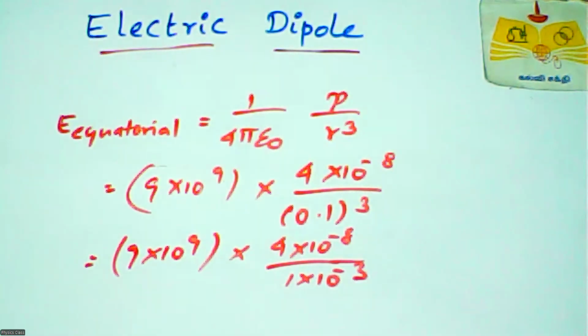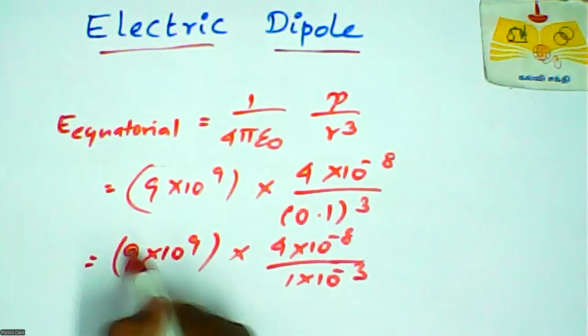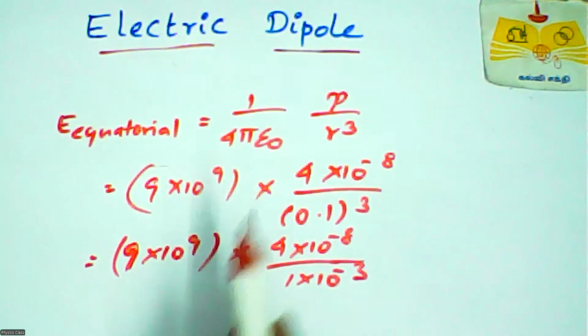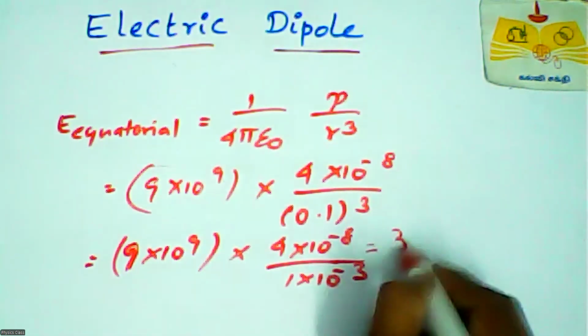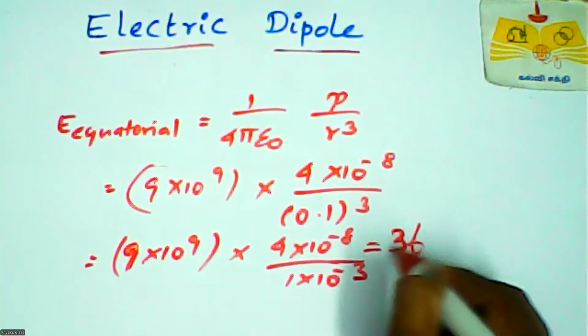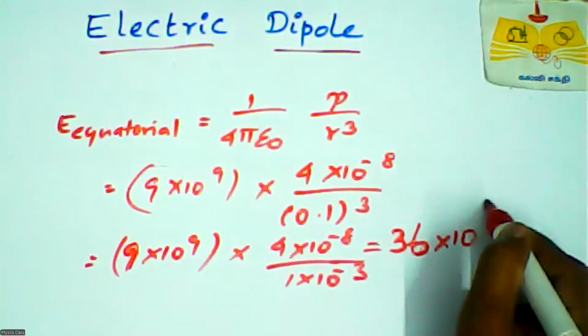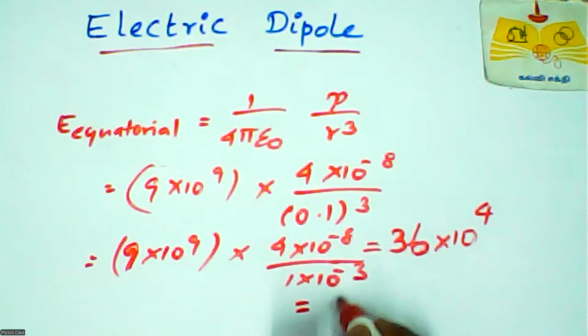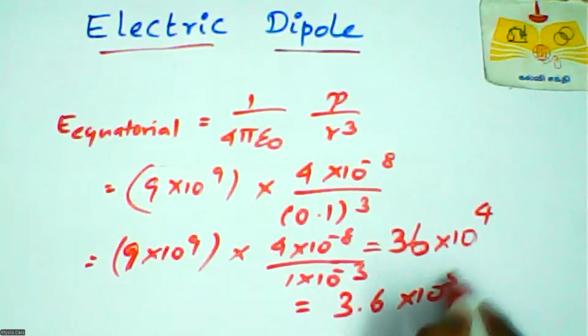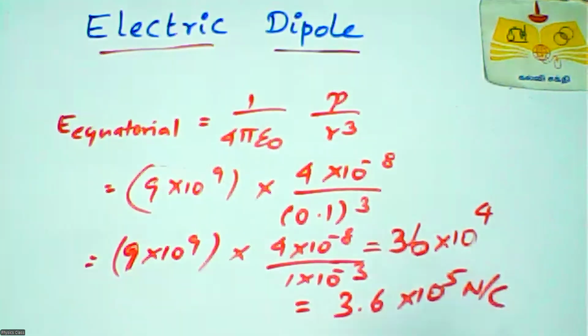So 9 into 4 is 36, and with the 10 power 4, we get 36 into 10 power 4. So we can write 3.6 into 10 power 5 Newton per Coulomb. So this is the electric field on the equatorial line: 3.6 into 10 power 5 Newton per Coulomb.